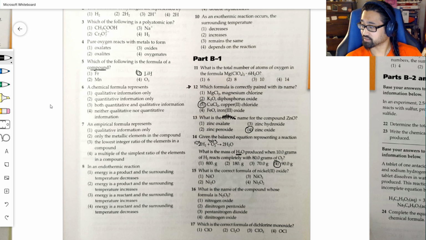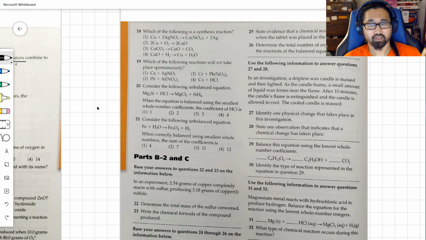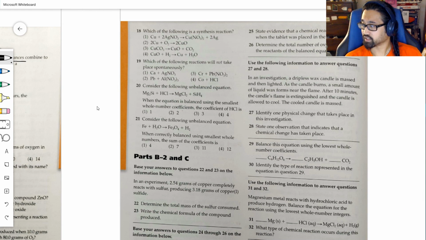Number 16. I've given you this question before also, but it was a short answer. N2O5 is dinitrogen pentaoxide. So it does look like they got rid of that A. They called it pentoxide. I would take pentaoxide. I don't worry too much about the spelling there. Which of the following is a synthesis reaction? We just said that you need one product. There's only one answer with one product. That was choice 2.